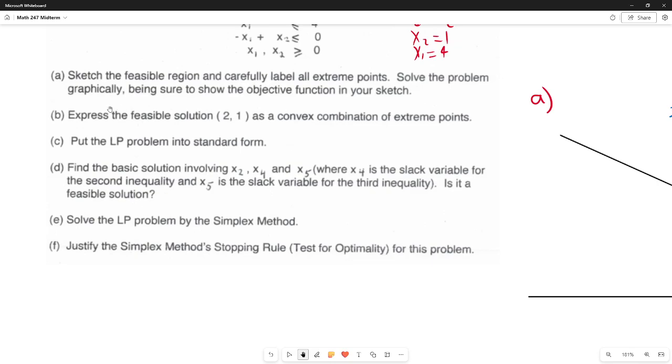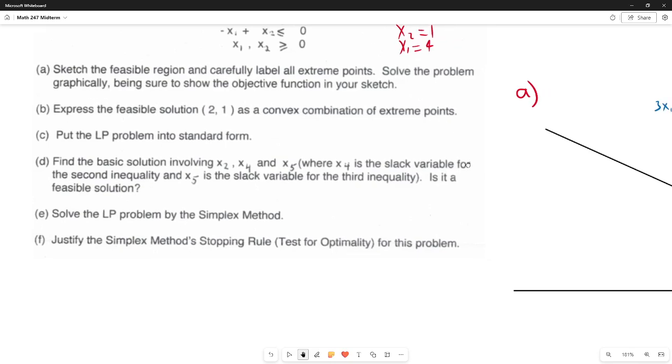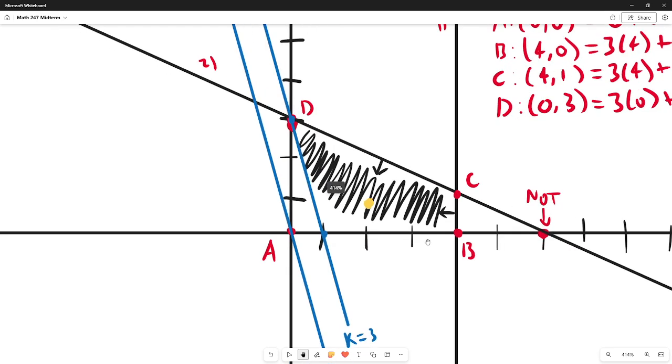And now to express the feasible solution as a convex combination of extreme points, we need to take some of the extreme points, right? And then add them together by some multiple values. And so the easiest way to do this is to use the x-axis and y-axis values, because this will allow for more zero values within your multiplication, and that will make for easier math.